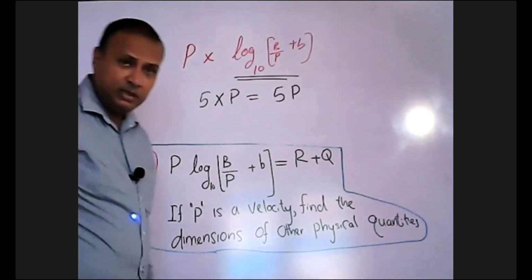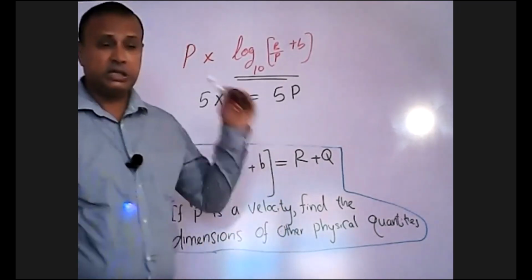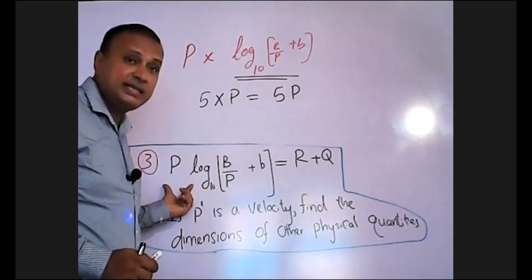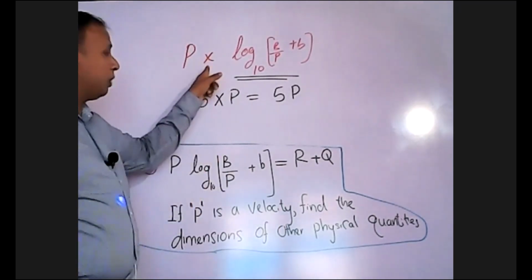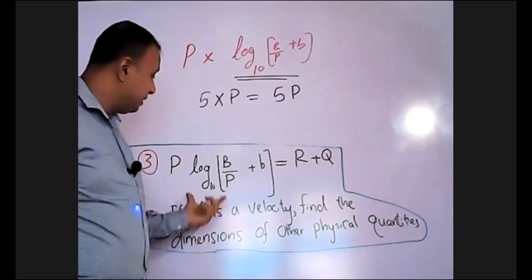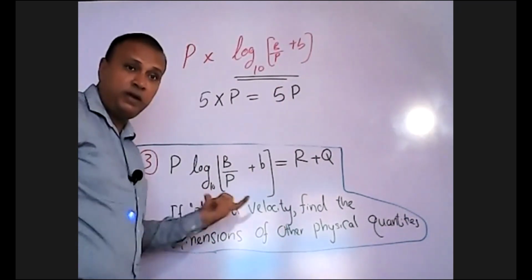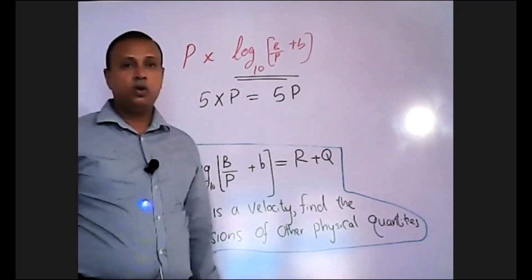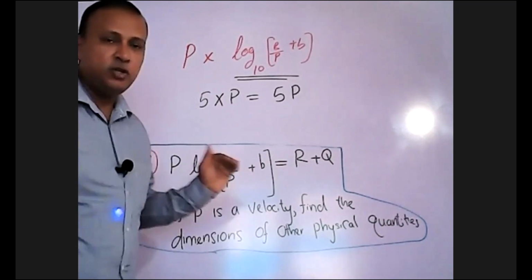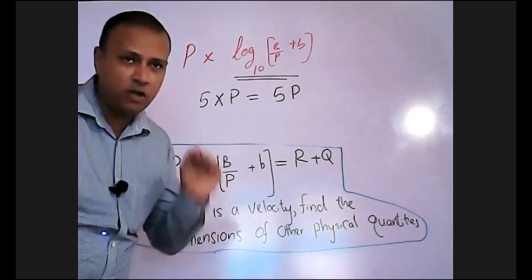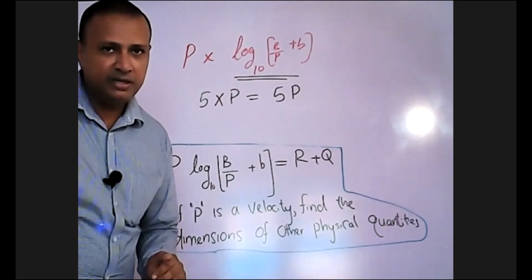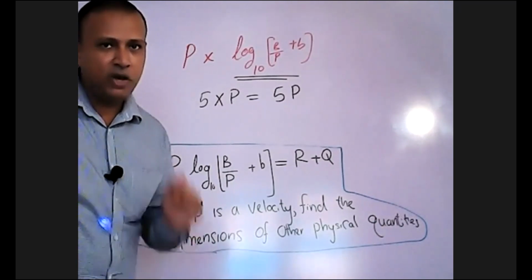So according to that argument, the left hand side is equal to the multiplication of P and a number. Therefore, the dimension of left hand side is equal to the dimension of velocity. Everyone, do you understand my logic?